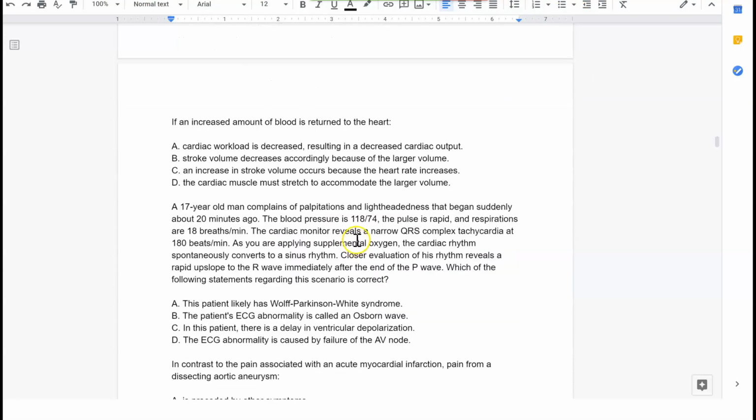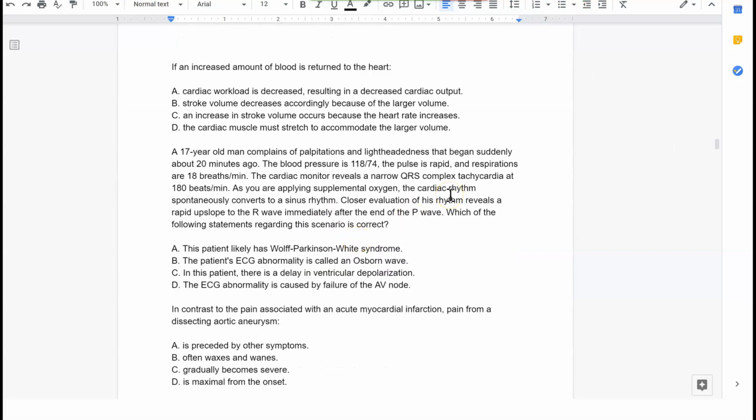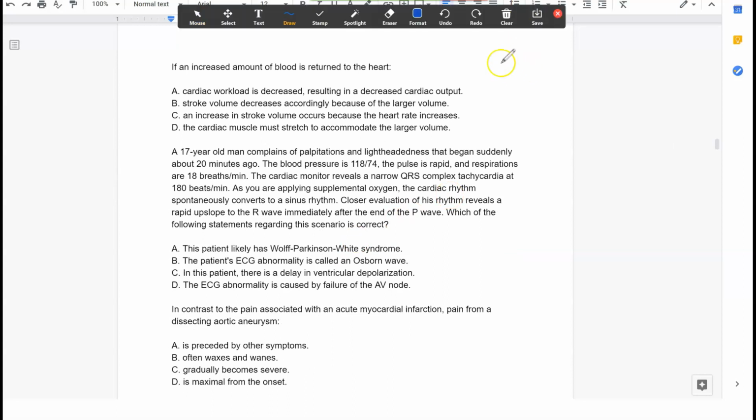All right. If an increased amount of blood is returned to the heart, cardiac workload is decreased, resulting in decreased cardiac output. No, because if you increase blood, you're increasing preload, which means Starling's principle of the heart. That's ridiculous.